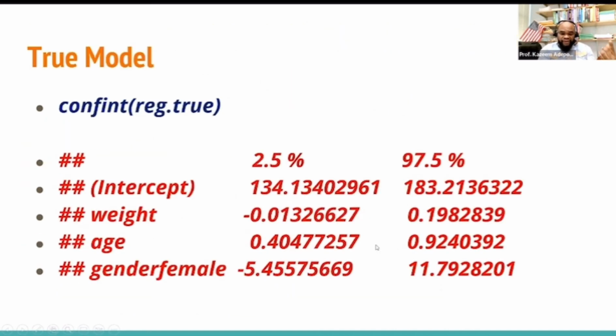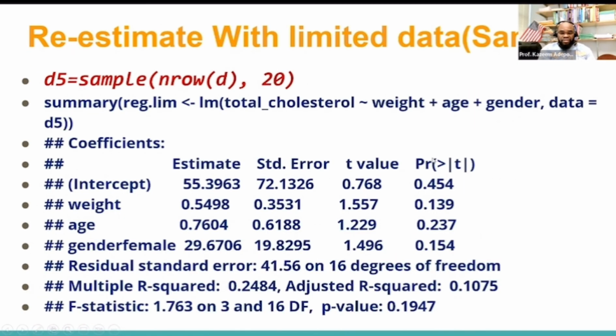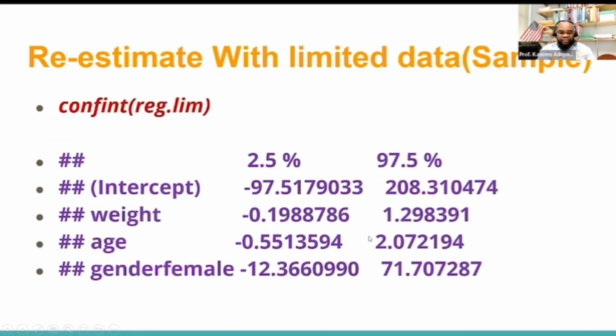If I go back, the age was significant initially when I used population data, but right now it's no longer significant. And not only that, the confidence interval for age now includes zero, because it's from negative to positive. Okay, I wanted to take note of that.